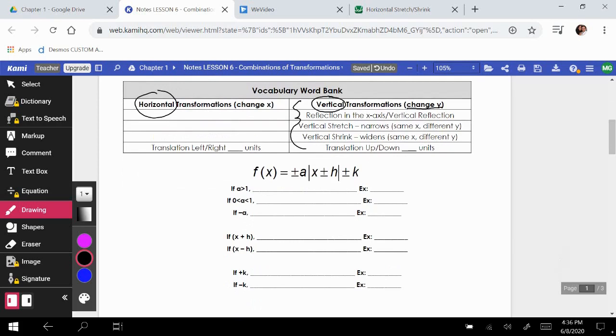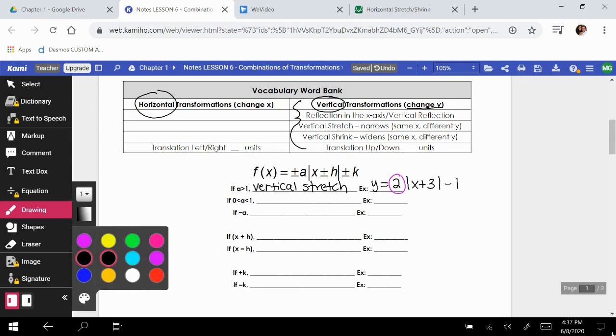Here's our general form of the function. When a is bigger than 1, that's going to cause a vertical stretch. So an example of that might be a function that looks like this. See how 2 is the a value out front? That would cause a vertical stretch because that a value is bigger than 1.